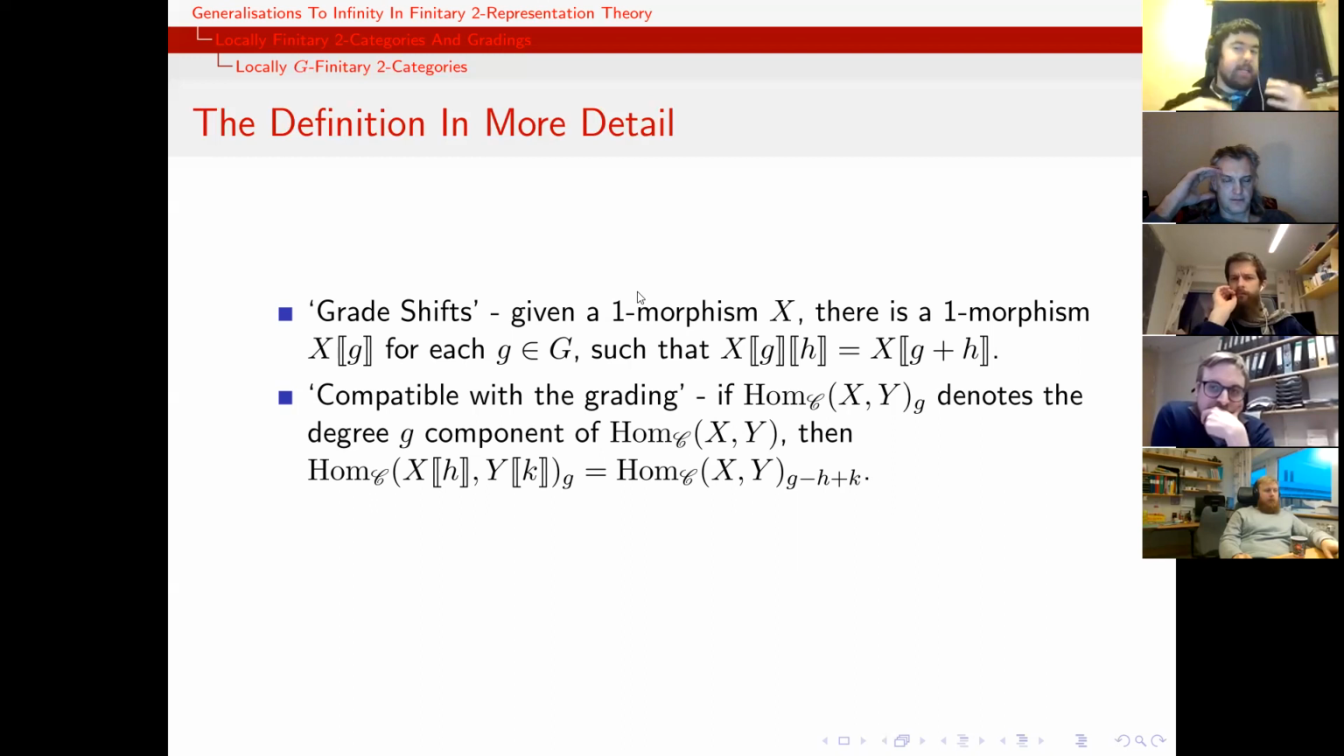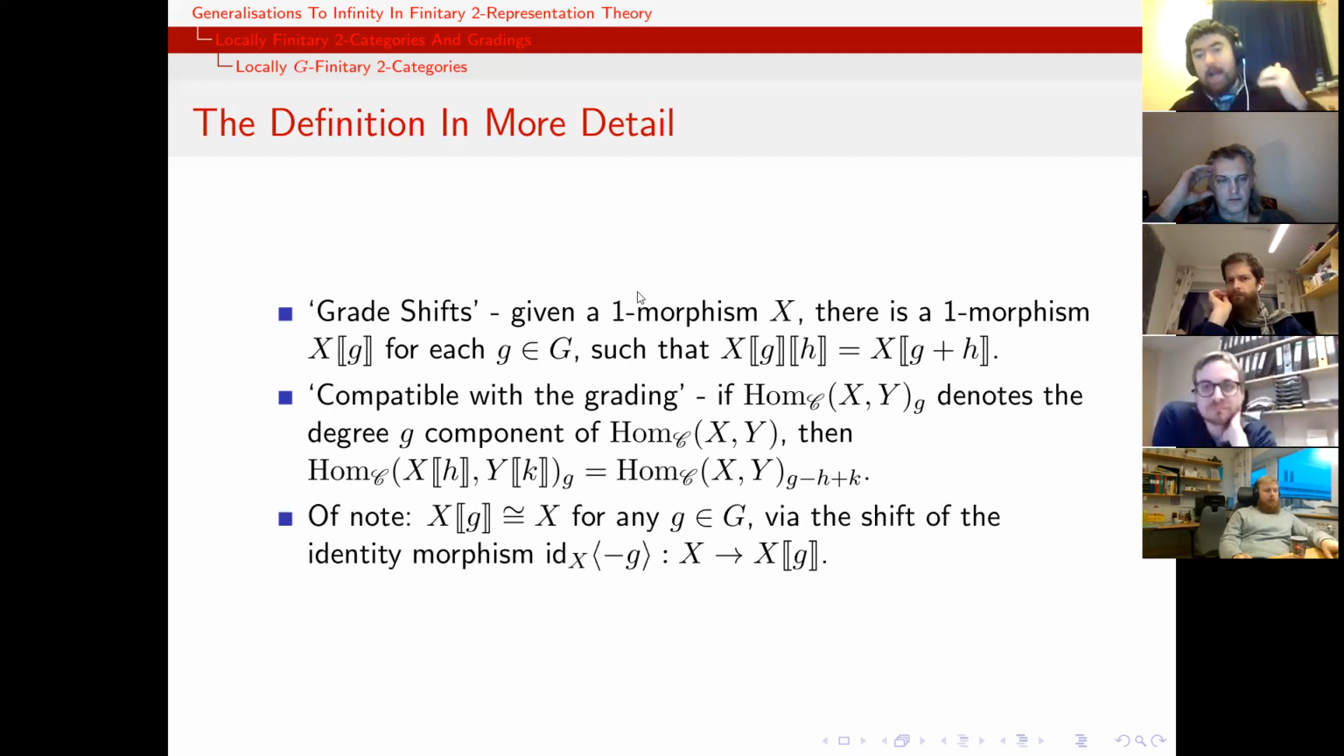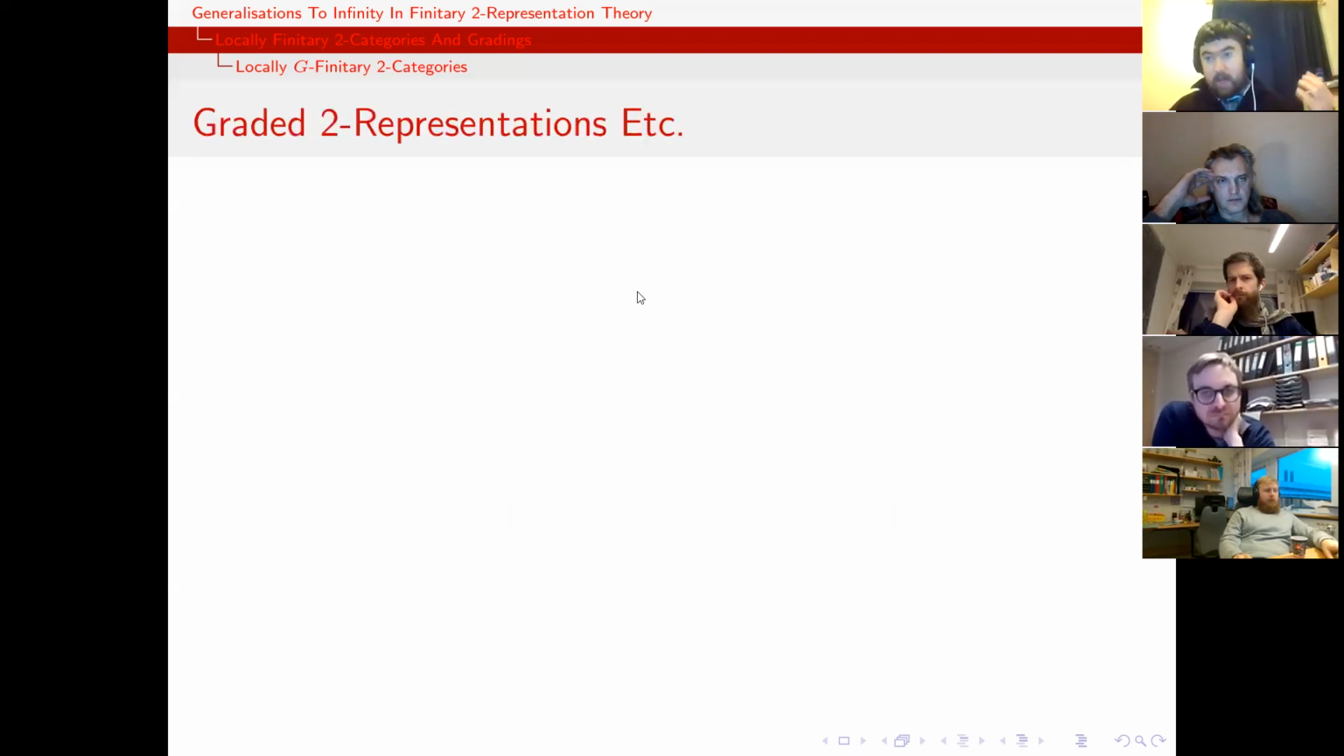So this means that there isn't really any different information in terms of the homomorphisms between shifts as there are between the original 1 morphisms. And something to note here, which is why we have this compatible grading, is that the shift of a 1 morphism is isomorphic to the original 1 morphism via the shift of the identity morphism. So we have this graded structure for the locally finitary 2 categories.